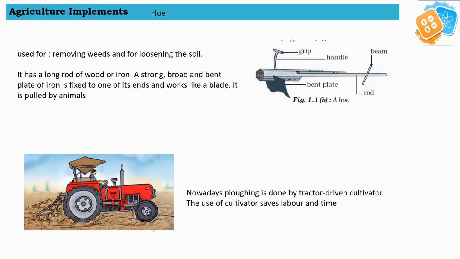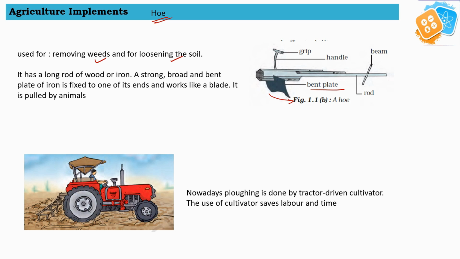Our second tool is the hoe, and it is used for removing weeds and loosening up the soil. As we can see in the figure, this bent plate is a very hard plate. It is dragged on the land by an animal and it will take out the weeds.